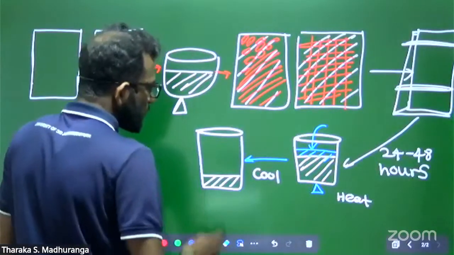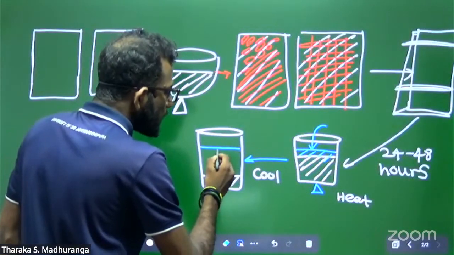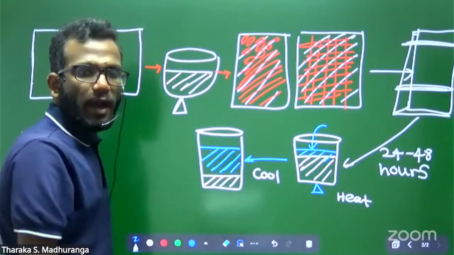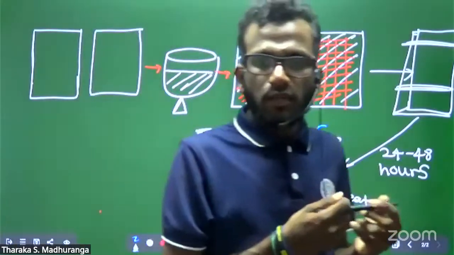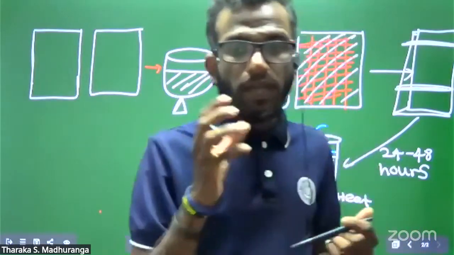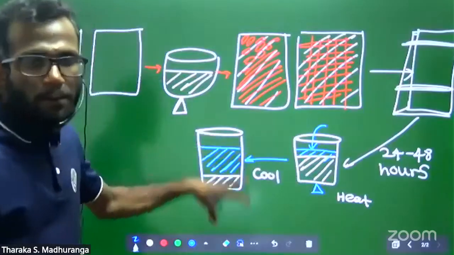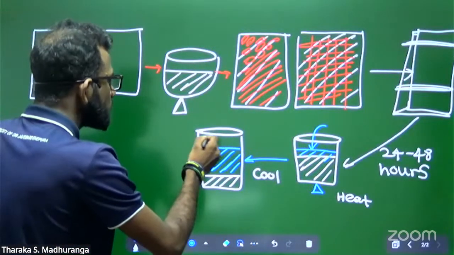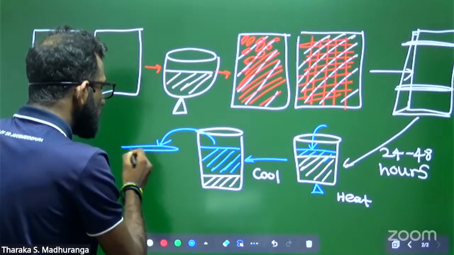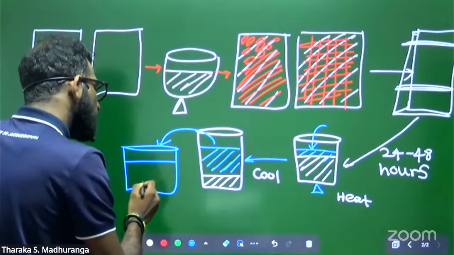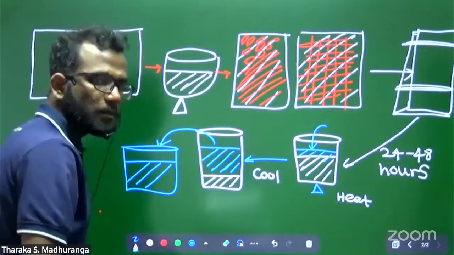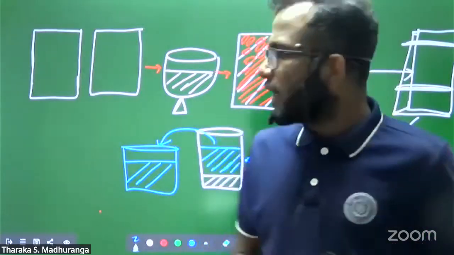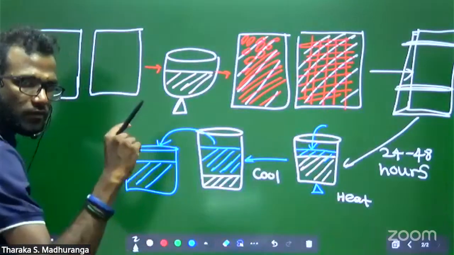Then the ethanol and compound go into the upper layer. Sorry, the ethanol and compound come to the upper liquid. Then we can separate the ethanol and compound. If we want, we can heat this carefully again and remove some part of the ethanol as well.